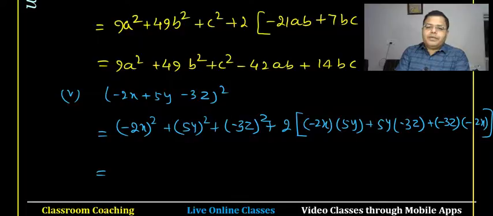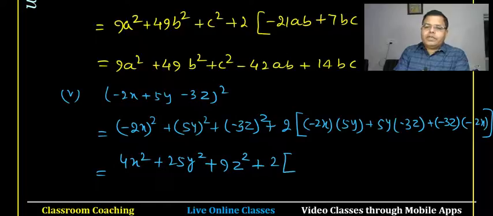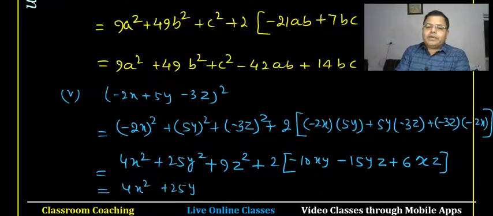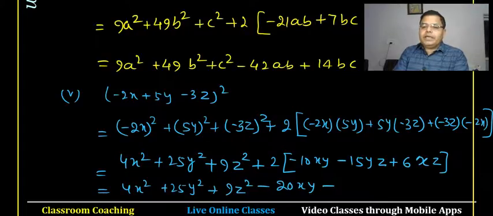So that will come up here, 4x square plus 25y square plus 9z square plus 2 into 5 into 2, minus 10xy, minus 15yz, plus 6xz. And finally, it will come like 4x square plus 25y square plus 9z square minus 20xy minus 30yz plus 12xz. And that is the answer.